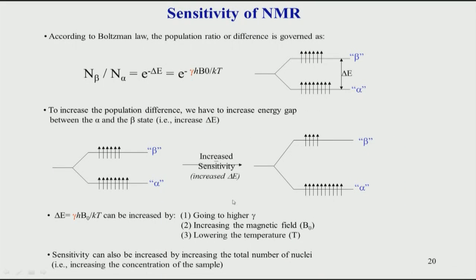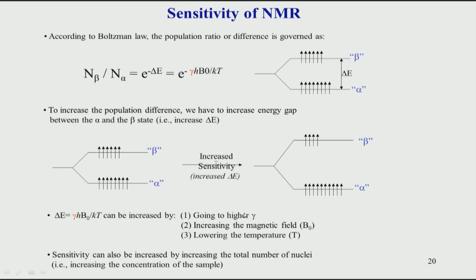This is what is shown here: if I want to increase the difference in population, that means I want to increase the sensitivity, I have to rely on three parameters. Either I go to a higher gamma value, or I increase the magnetic field, or I lower the temperature. Based on these different parameters, the population ratios will keep changing, and essentially what NMR spectroscopists strive for is to go by the best possible, optimal parameters.